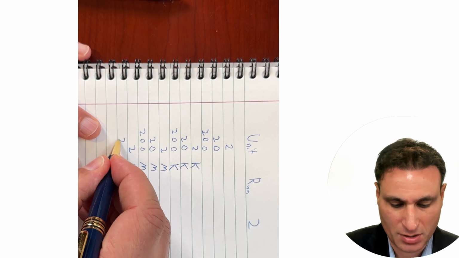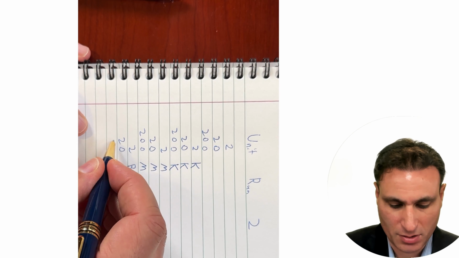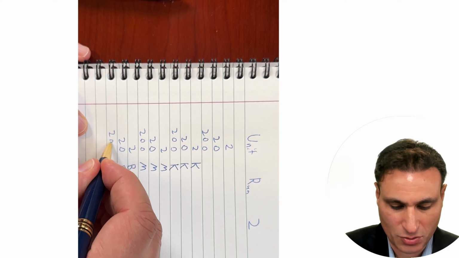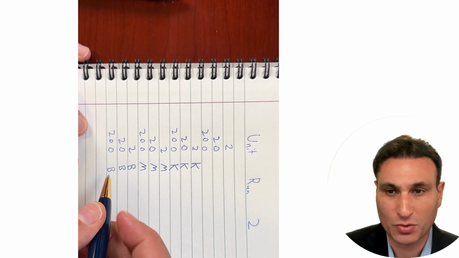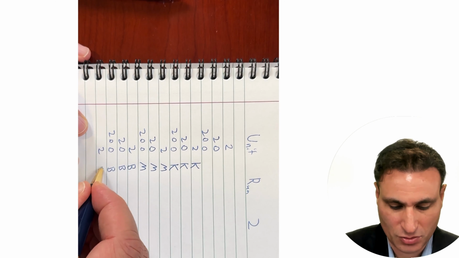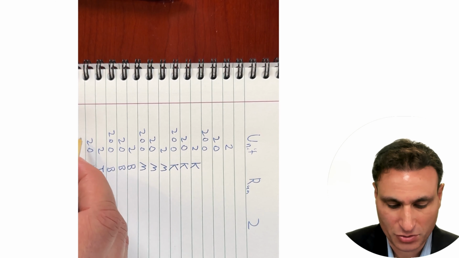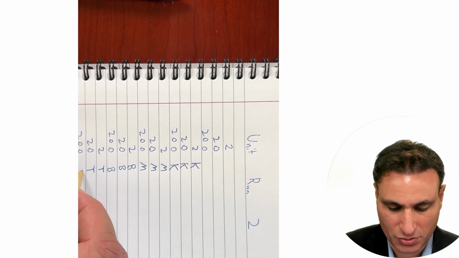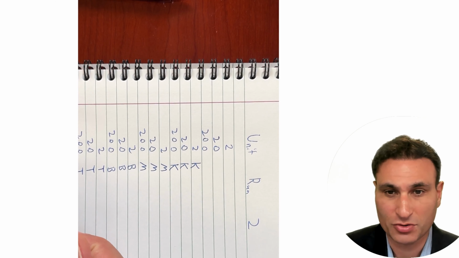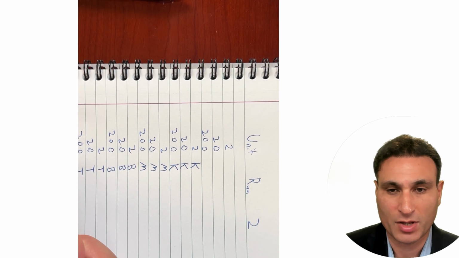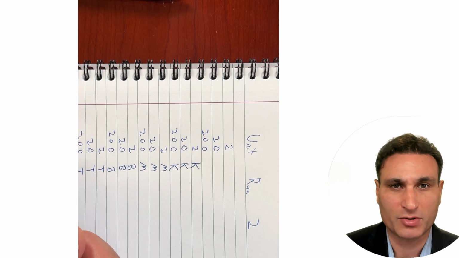2 billion times 10 is 20 billion. 20 billion times 10 is 200 billion. And 200 billion times 10 is 2 trillion. 2 trillion times 10 is 20 trillion. 20 trillion times 10 is 200 trillion. And then 200 trillion times 10, well, that's 2,000 trillions. And again, we haven't discussed how to represent numbers like this.